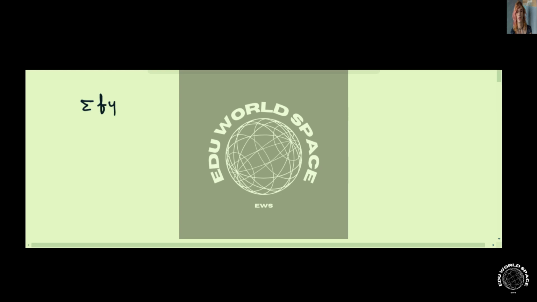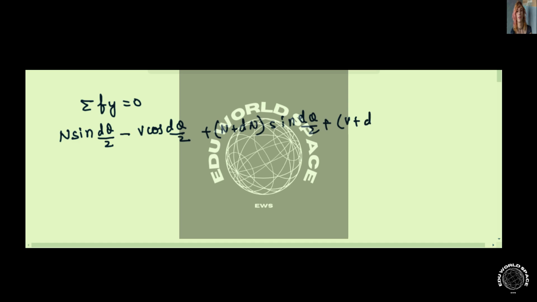Summation of Fy is equal to 0. So N sin(dθ/2) − V cos(dθ/2) + (N + dN) sin(dθ/2) + (V + dV) cos(dθ/2) = 0. Equation number 2, where N is normal force and V is shear force.